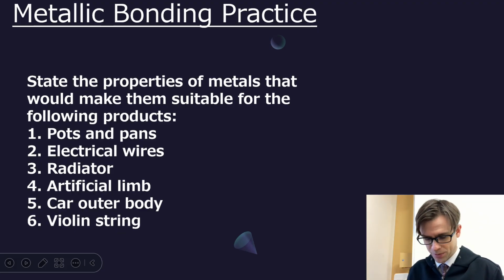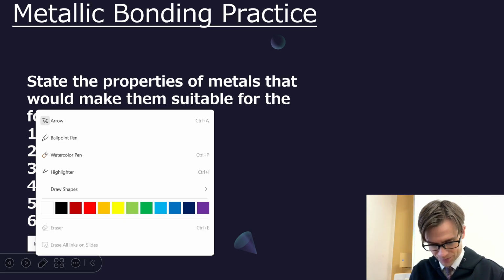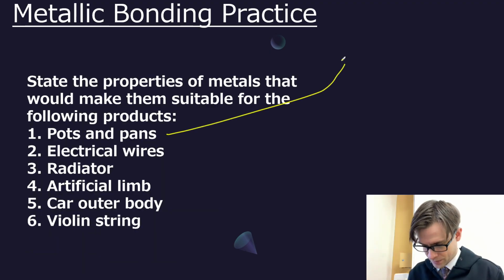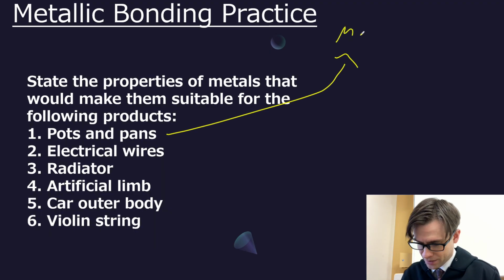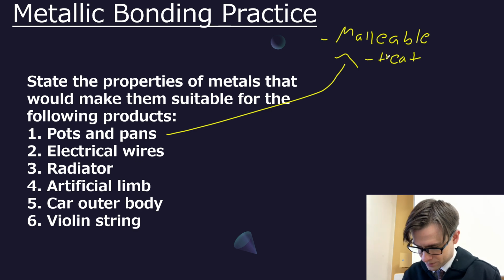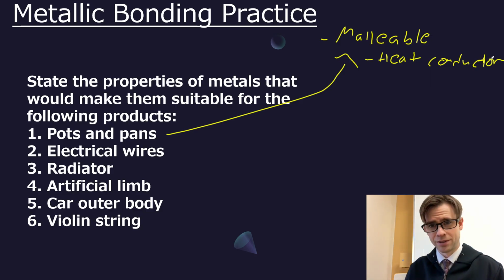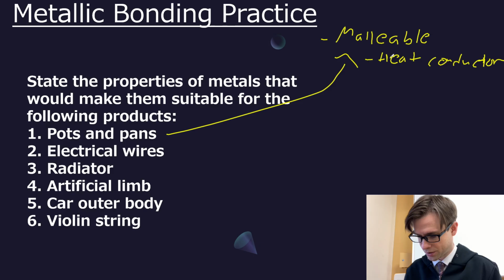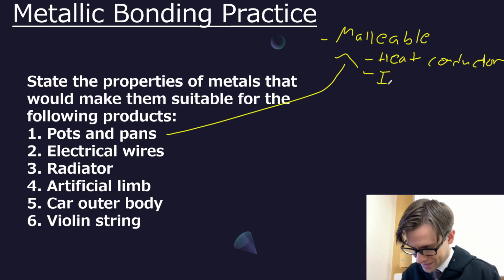Okay, state the properties of metals that would make them good for the following products. 1, pots and pans. What are some reasons for that? Those would be used for cooking, so we want them to be malleable for sure, so that we can make them into the shapes of pots and pans that we want. We would want them to be good heat conductors, so that we can transfer heat from our stove and spread it evenly into our food or water. And I would also say inert.